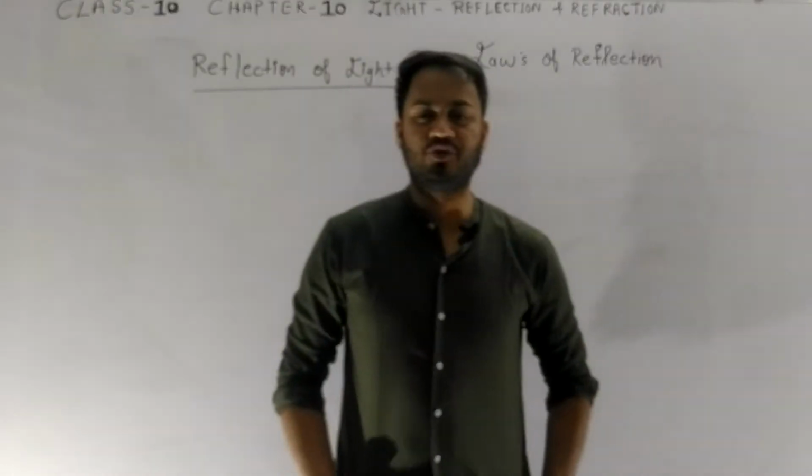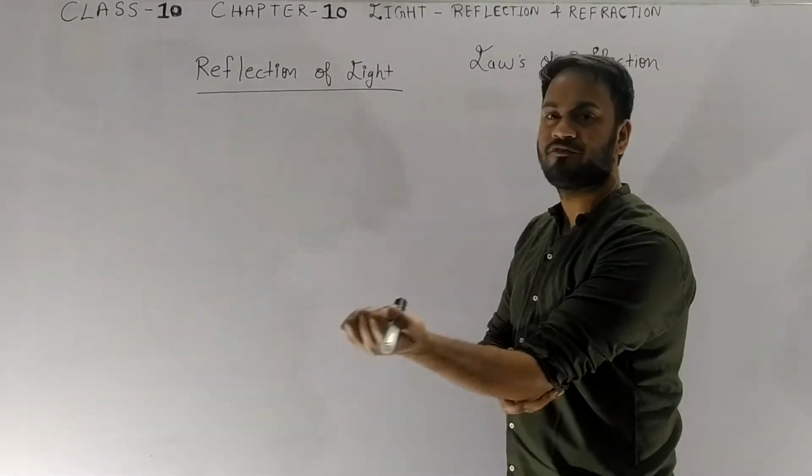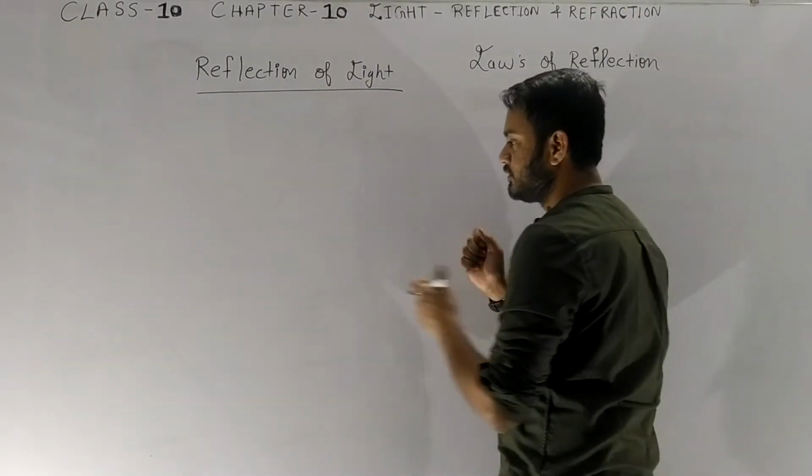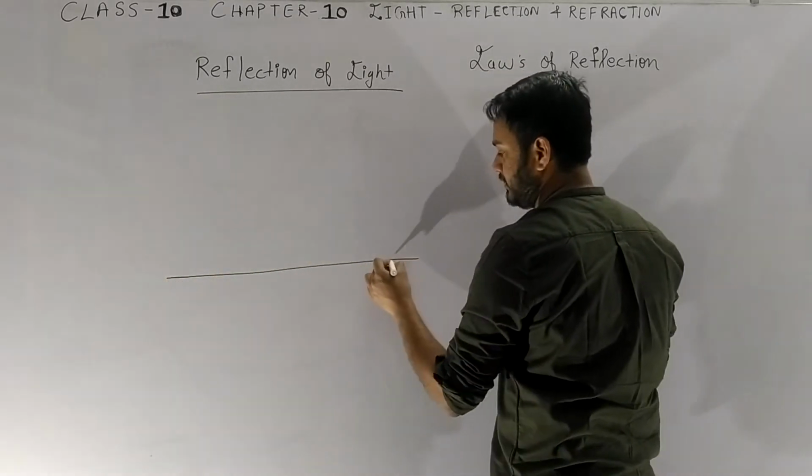Today we'll be starting a new topic of class 10th, and that is chapter number 10 of science, that is light, reflection and refraction. So here we start the chapter. Let's start the first topic, that is reflection of light. You already have gone through this topic from last so many years.